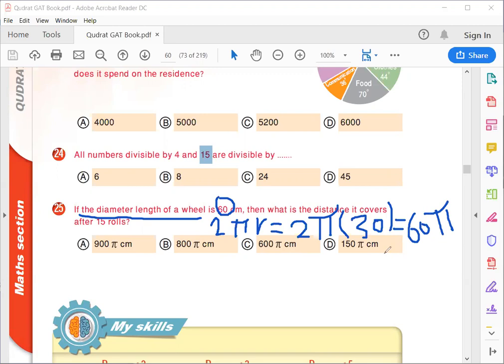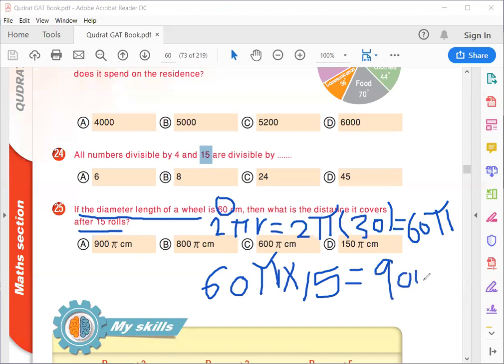Then for the distance, you multiply because he said 15 rotations. 60 pi times 15 equals 900 pi. Don't forget pi. So I write 900 pi centimeters. Good.